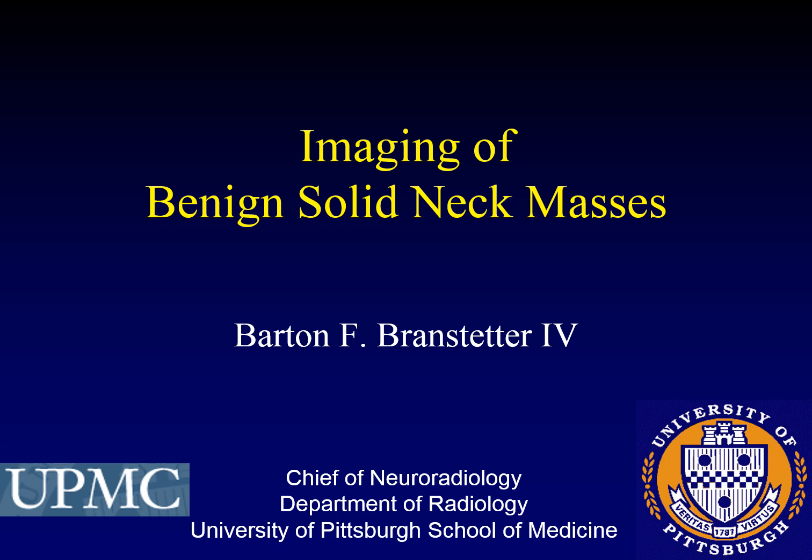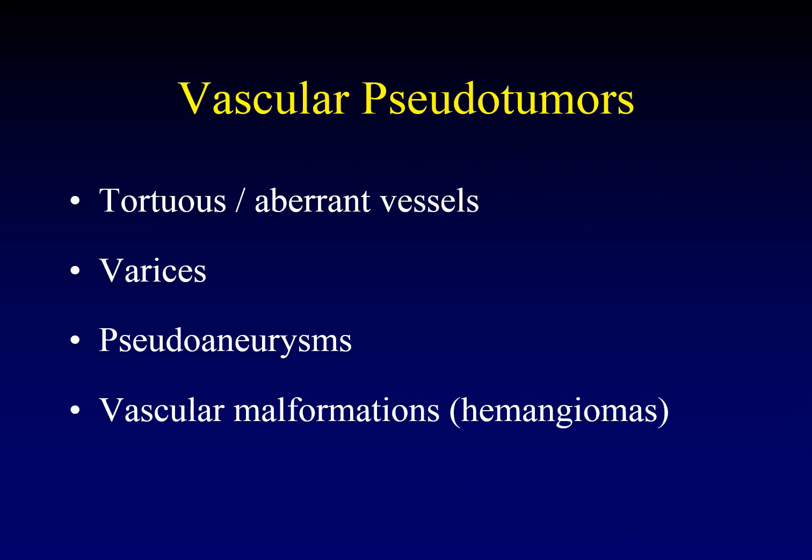Here begins part 3 of the lecture on the imaging of benign solid neck masses. There are a variety of vascular pseudotumors that can simulate masses in the neck either clinically or radiologically. Tortuous or aberrant arteries may present clinically as masses. Varices usually aren't evident clinically because they're collapsible, but they can fool the unwary radiologist.